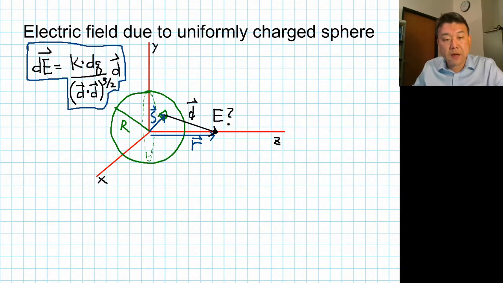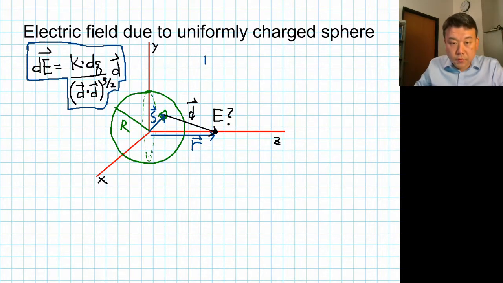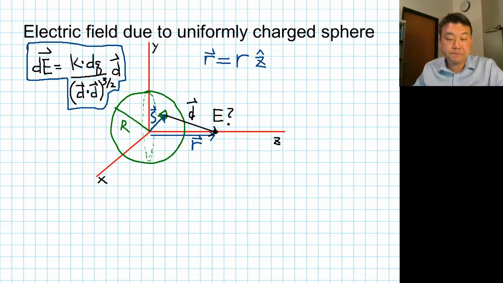All right, so I should do some intermediate work. Let me start out by writing down what these S, R, and D vectors are in terms of x hat, y hat, and z hat. R is the easiest to write down, so let's do that. The vector R only has the z component, no x or y component, so I could write that this is equal to its own magnitude, R without the vector, times z hat. That's the vector R.